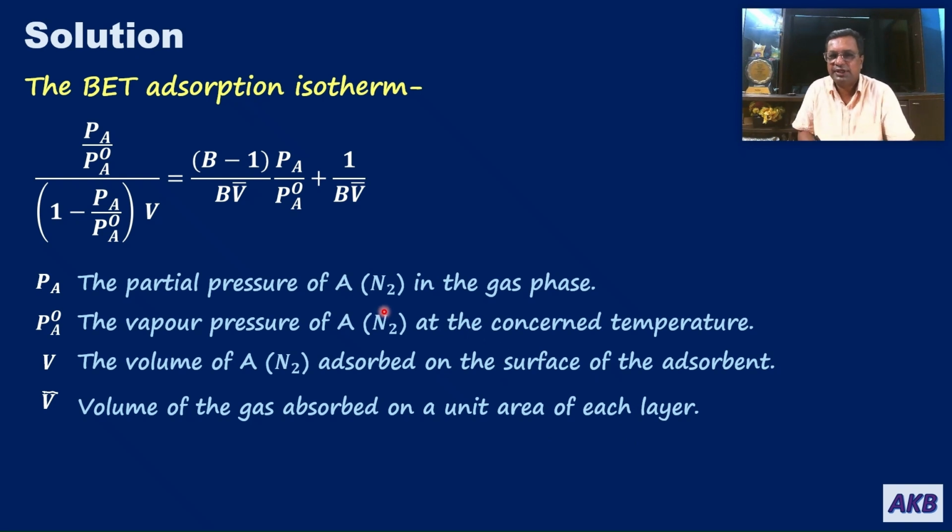So if you remember, as per the BET adsorption theory, multiple layers of adsorbed molecules can form on the surface of the adsorbent, and in each layer, on a unit area of each layer, V bar is the volume of the gas that gets adsorbed. So the significance of V bar in this equation is that it is the volume of the gas adsorbed on a unit area of each layer. Then B, it is a constant.